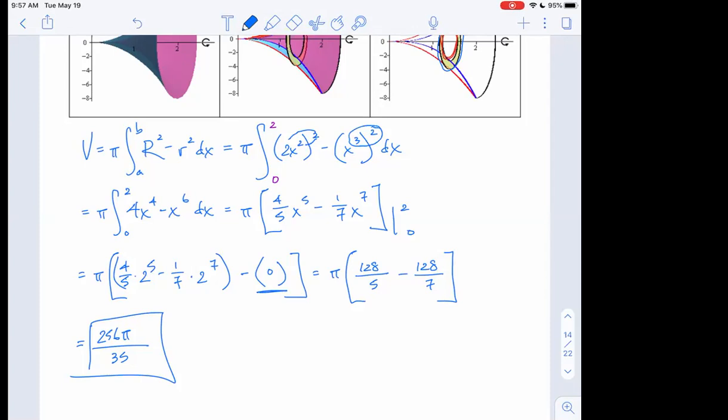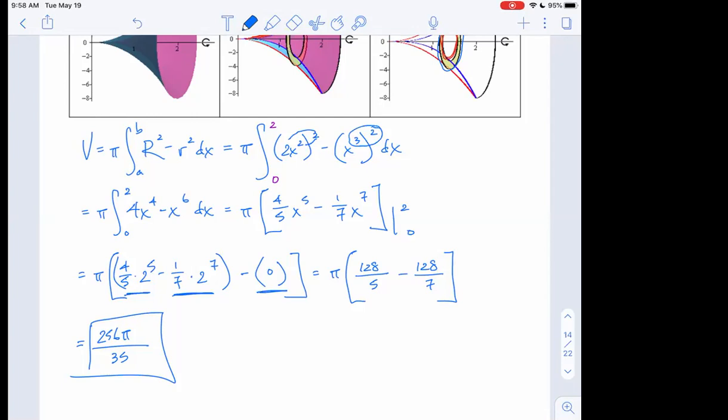So from here we can go ahead and plug in our 2, and so we get 4/5 2 to the 5th minus 1/7 2 to the 7th, and then when I plug in 0, it's going to go to 0. That gives me 1/28 over 5 minus 1/28 over 7, and that has a common denominator of 35, and then when I subtract my numerators, I'll end up with 256 pi over 35.